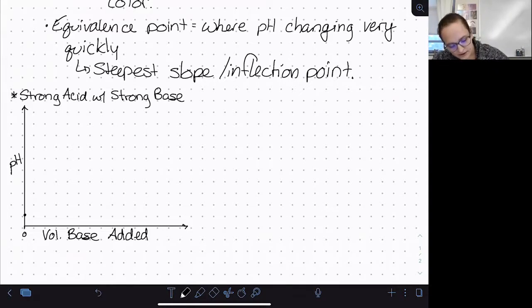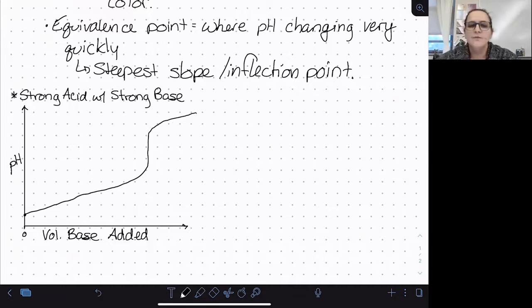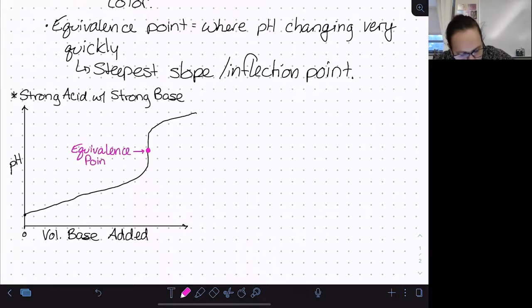And then as we begin to add base, we would see the pH begins to increase. And it is more or less linear for a while until it's very much not. So at some point you'll see a very sharp increase, a very nearly vertical section of your graph that represents the area around your equivalence point. So right at the middle of this, close enough, would be where your equivalence point actually lies.